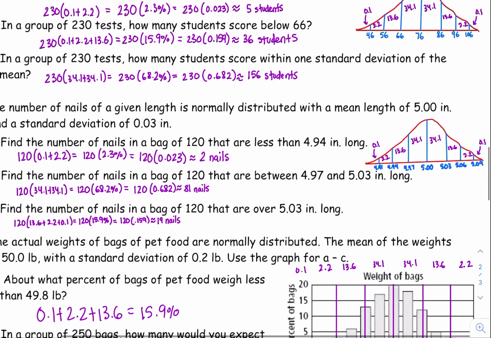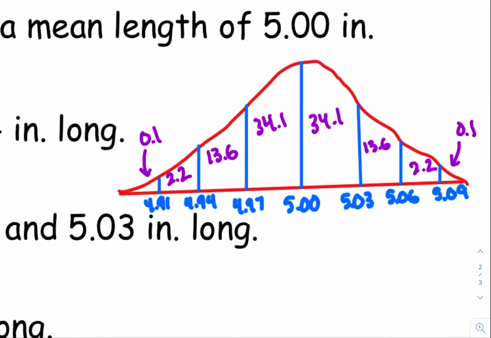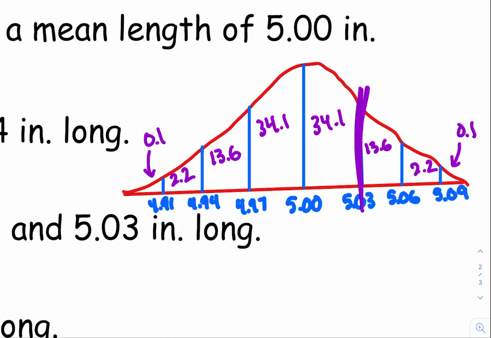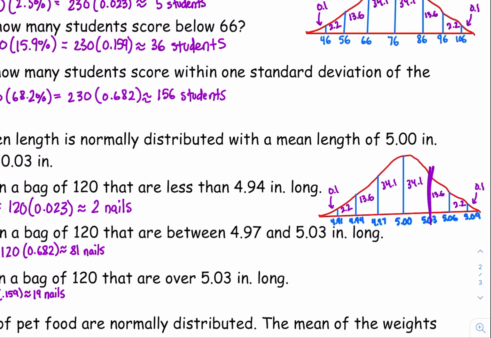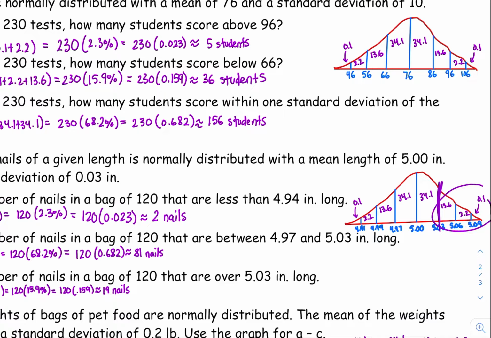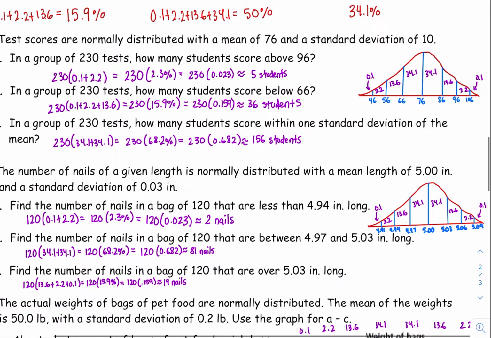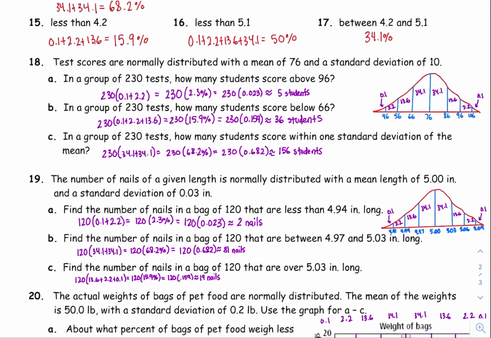C, find the number of nails in a bag of 120 that are over 5.03 long. So here's 5.03. Over that would be all of these percentages added together, which is 15.9. So the total times 15.9%, which is 0.159 as a decimal. 120 times 0.159, 19 nails around.